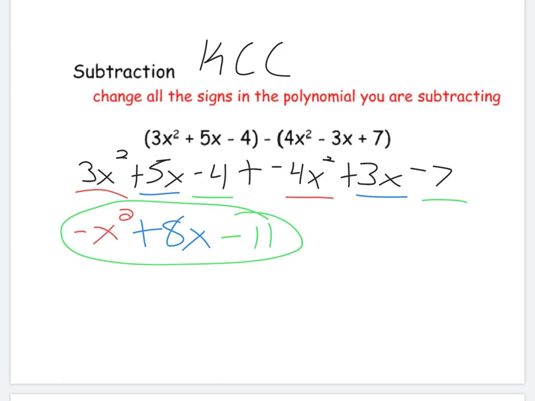So the only difference between adding and subtracting polynomials is that with the subtraction you have to change the subtraction to addition, and then you have to change all of the signs in the second polynomial to their opposites before you can combine your like terms.